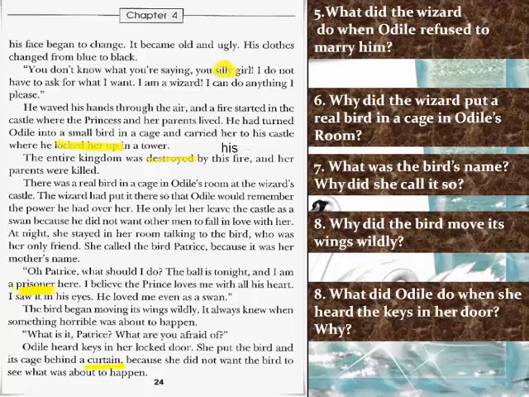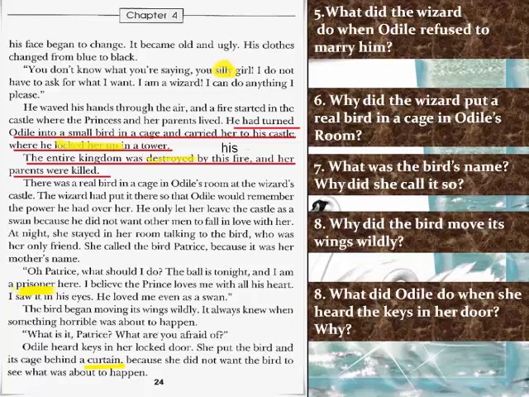After he said that she's a solo girl and he appeared to be a wizard. Yes, I got it. He had turned Odile into a small bird in a cage and carried her to his castle, where he locked her up in a tower. And not only this, the entire kingdom was destroyed by his fire, and her parents were killed. So bad. What about number 6?